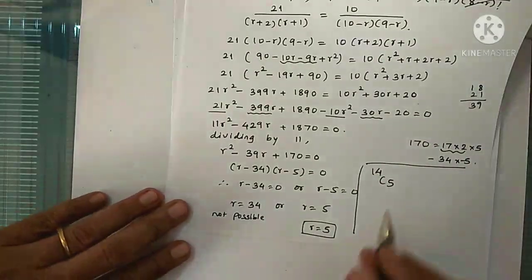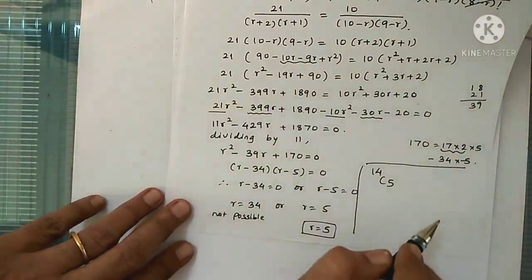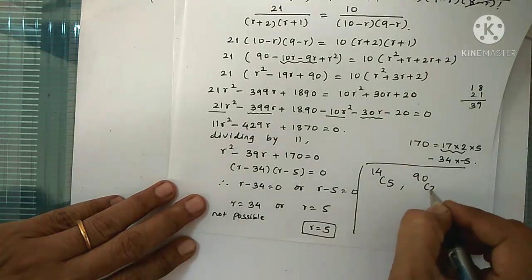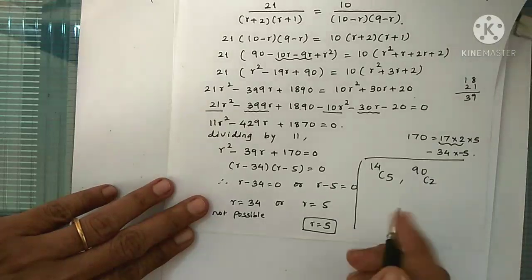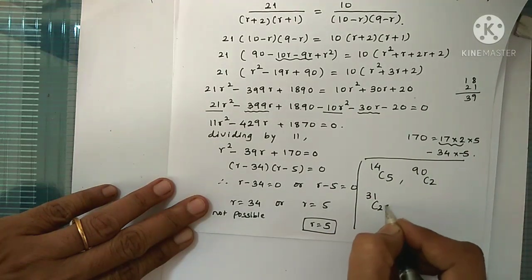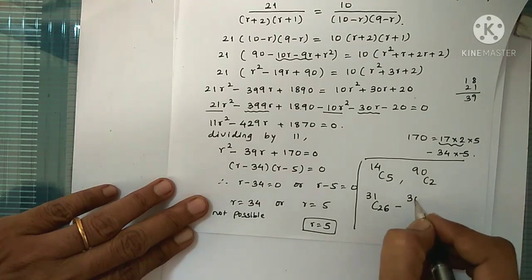Now today's assignment: find the value of 14C5, then 90C2, then 31C26 minus 30C26.